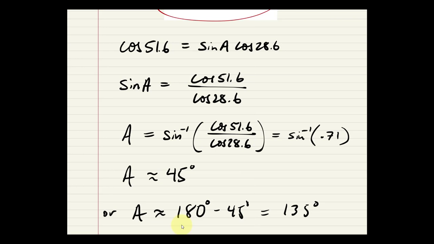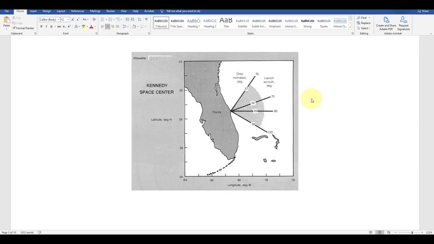Now, it turns out that the only one that's actually feasible for safety reasons at Kennedy Space Center is the 45 degrees. This one is not an allowable launch azimuth at Kennedy Space Center. Mathematically, it would work, but it's risking dropping the rocket stages on the Bahamas if you launch at 135 degrees. So they don't do that.